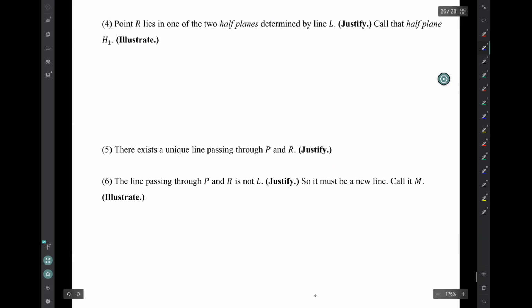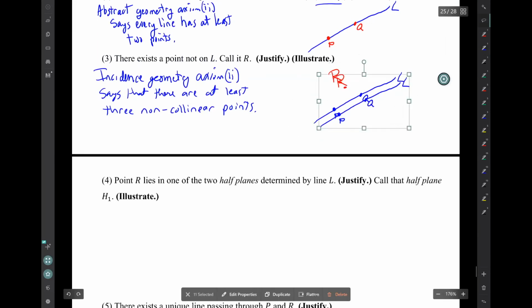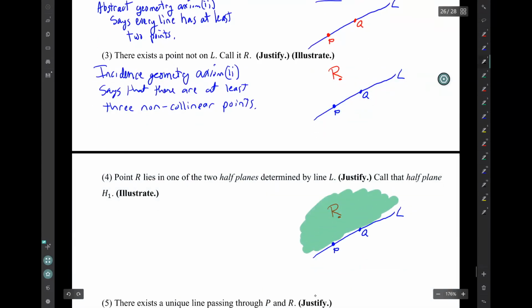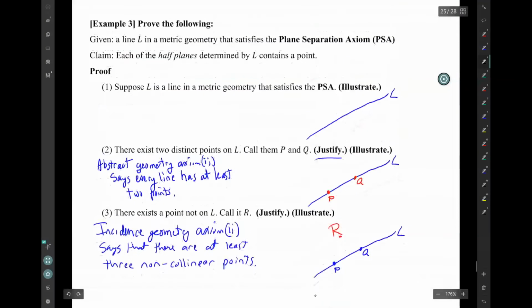Okay, let's go on. Point R lies in one of the 2 half-planes determined by line L. Now we have to justify that, and then we have to illustrate that. Well, let's illustrate that first. So there's an illustration that shows that point R is in set H1. Now how do we justify this? Well, we are going to have to use something that tells us about half-planes. Let's go back up and look at the plane separation axiom.